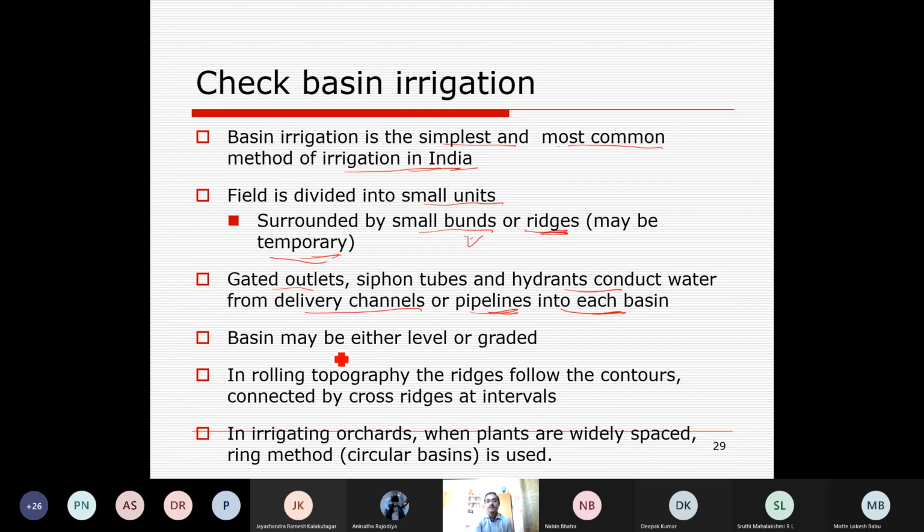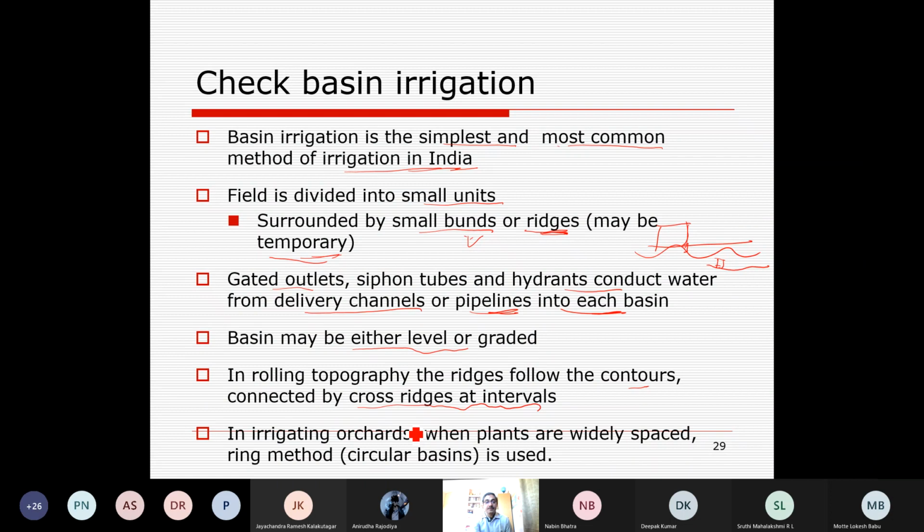basins. Basins may be either leveled or graded, depending on the topographic condition of the area. It could be a leveled condition. If it is level, then we can make a level basin, or if it is a slope here somewhere, we can make a graded basin here. So in rolling topography, the ridges follow the contours connected by cross ridges at intervals.